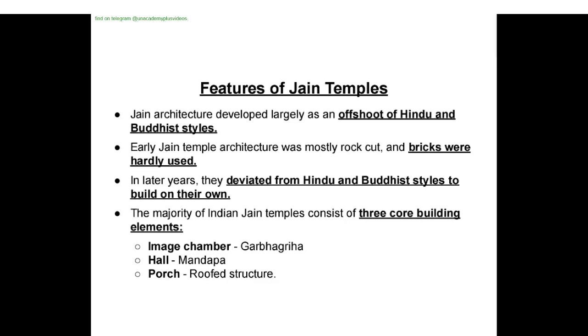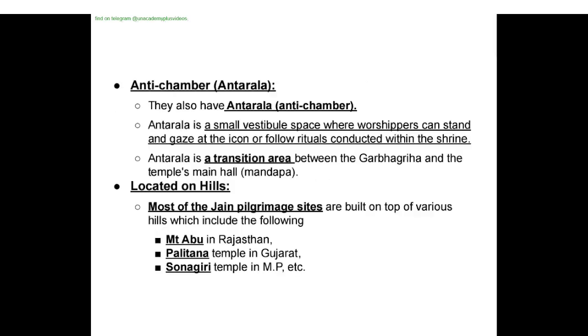Features of the Jain temples. Jain architecture developed largely as an offshoot of Hindu and Buddhist styles. Early Jain temple architecture was mostly rock cut and bricks were hardly used. In later years, they deviated from Hindu and Buddhist styles to build on their own. The majority of Indian Jain temples consist of three core building elements: image chamber, Garbhagriha, hall, mandapa, and porch, a roofed structure.